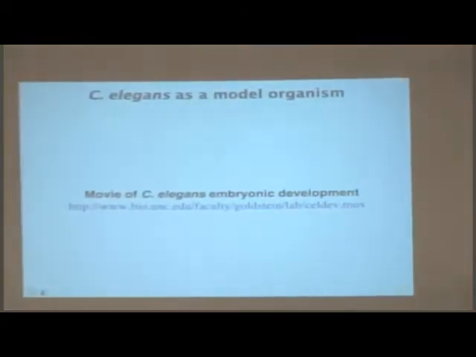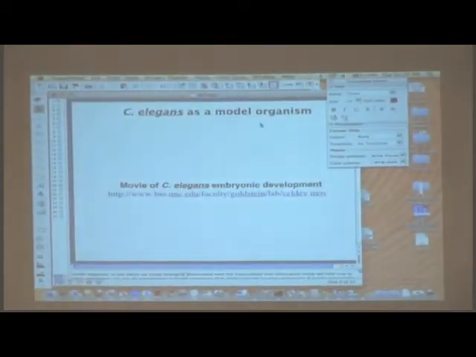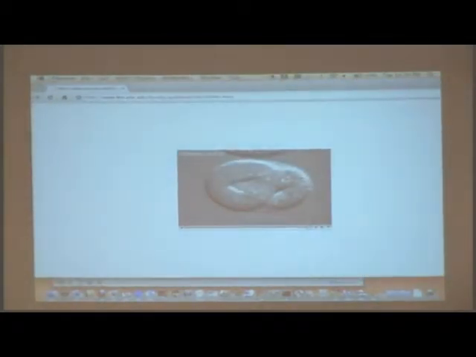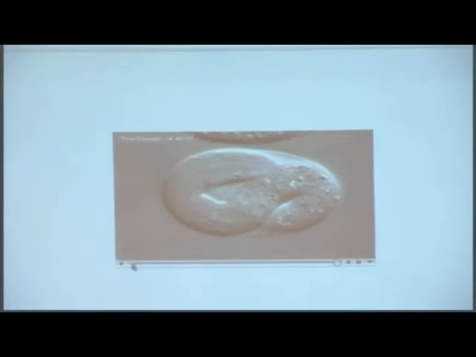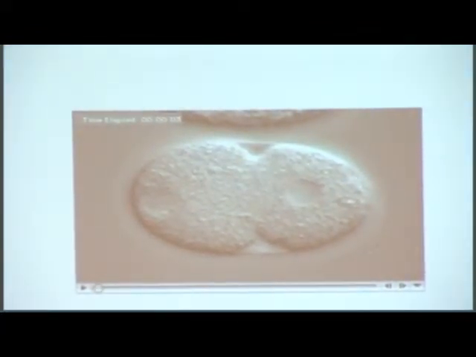So just getting to the fact that the worm is transparent has made it really easy to just visualize the cells. So here, what I'm going to show you is a time-lapse movie starting at the 2-cell embryo all the way through the entire embryonic development, just before it hatches.